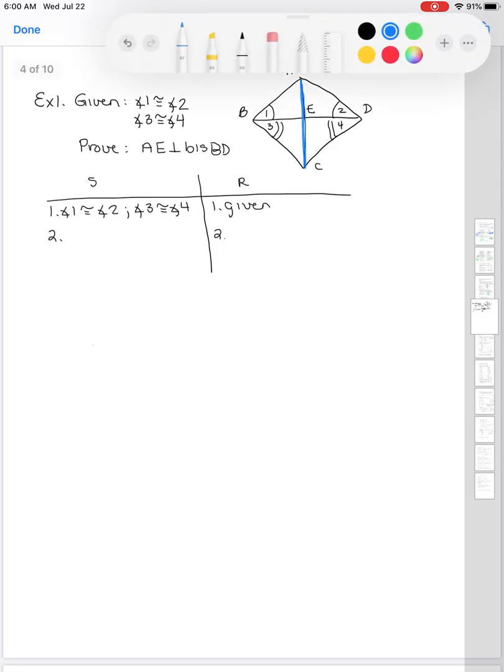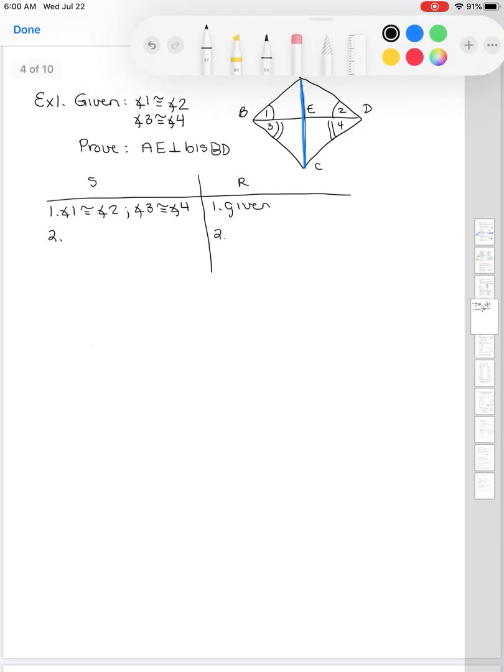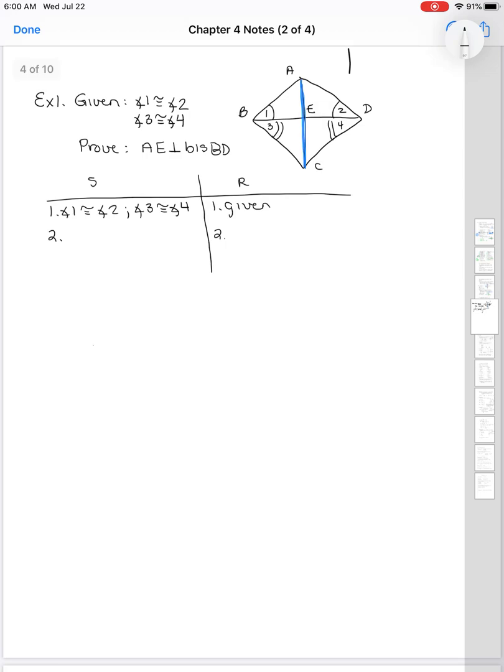All right, so we know that angle 1 and angle 2 are congruent. We know that angle 3 and angle 4 are congruent. And we want to prove that AE is the perpendicular bisector of BD. So I'm just going to highlight this a little bit, this one right here. Okay?